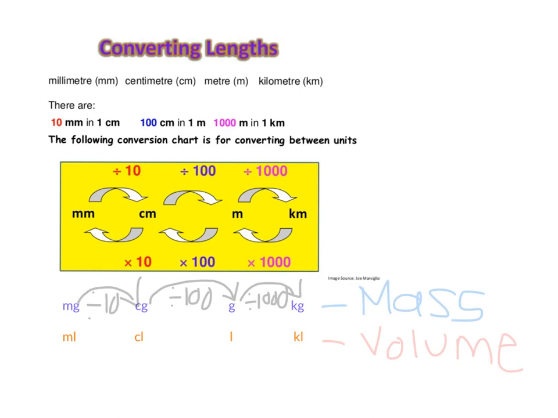So for volume, we would go from kiloliters to liters, and for that I would times by 1,000. From liters to centiliters, I would times by 100. And from centiliters to milliliters, I would times it by 10.